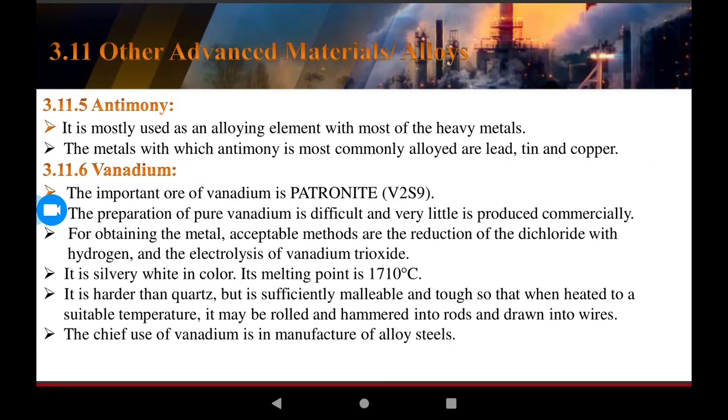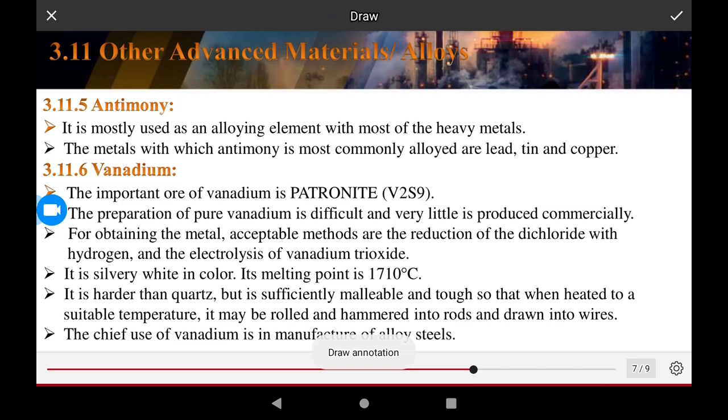Other advanced materials and alloys: antimony continued. A major application of antimony is as an alloying element with most of the heavy metals. The metals with which antimony is most commonly alloyed are lead, tin, copper, etcetera.